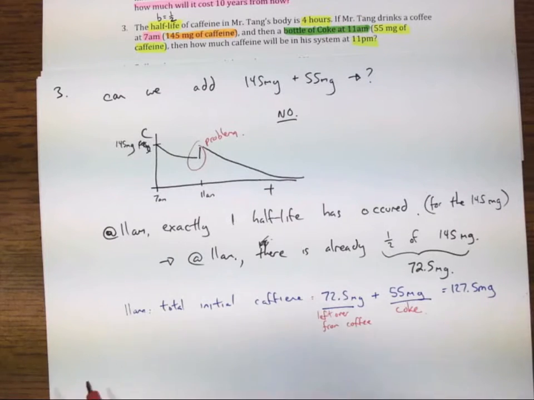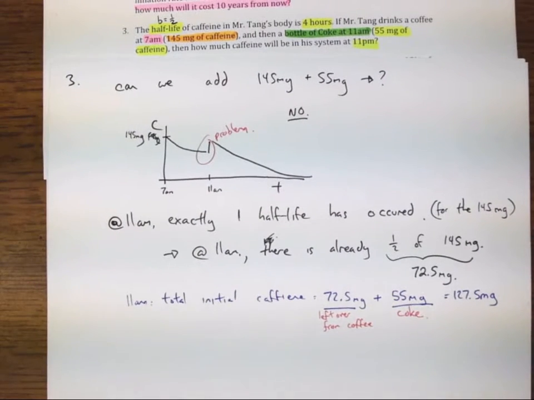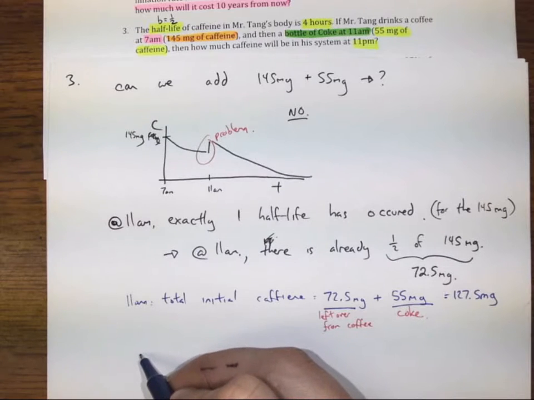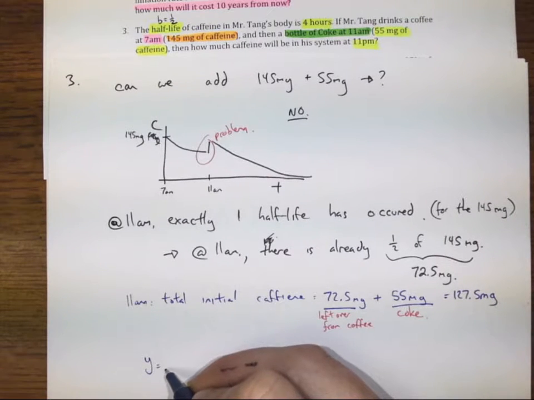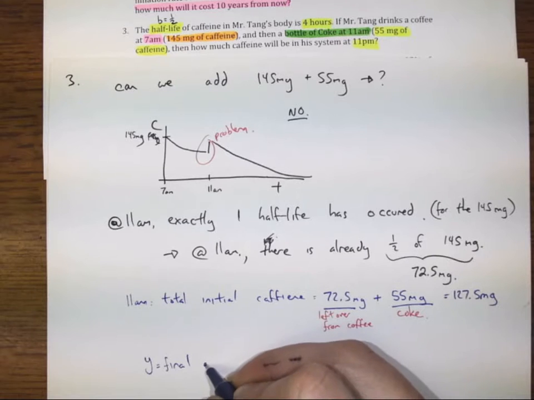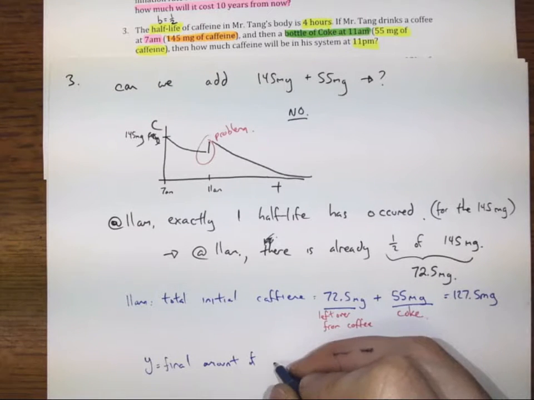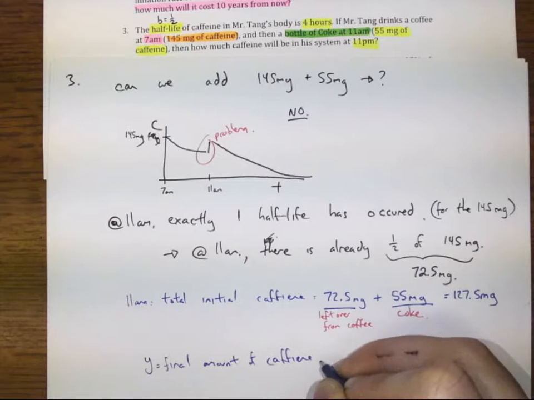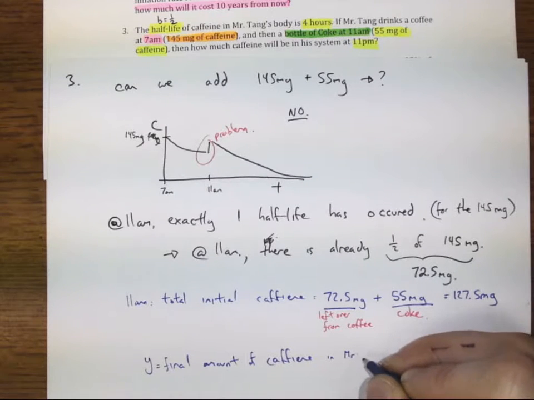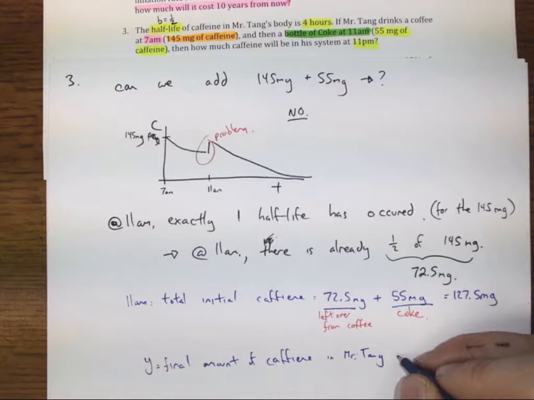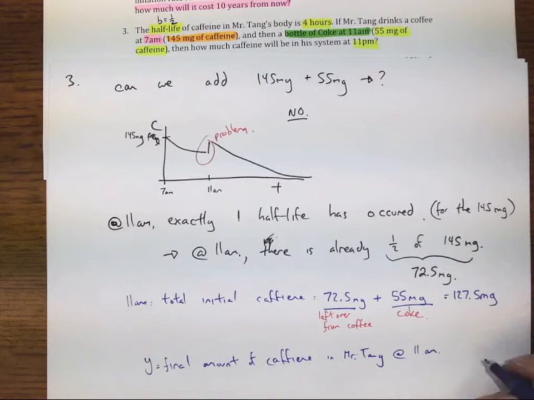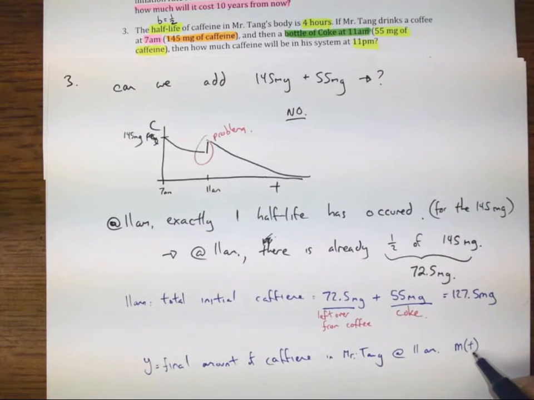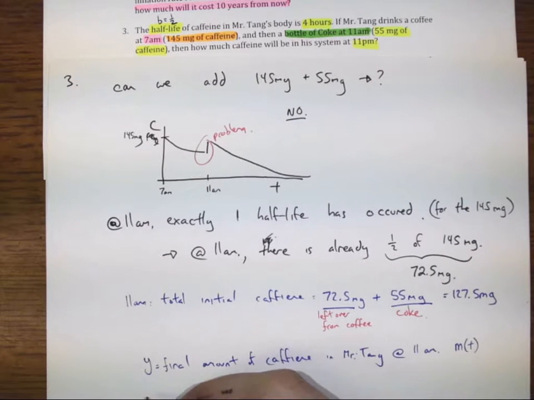Our y is our final amount of caffeine in Mr. Tang at 11 p.m. So we'll call that mass as a function of time, which kind of looks like Mr. Tang, MT. A, that's our initial amount. And we're going to start counting at 11 o'clock because we're going to be crafty and exploit this method. Otherwise, we have to do this whole thing twice.